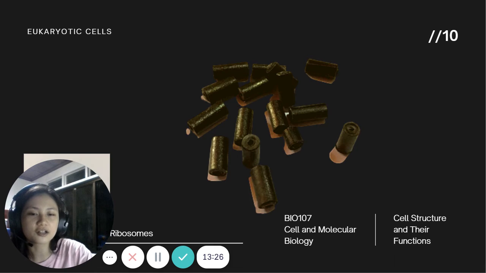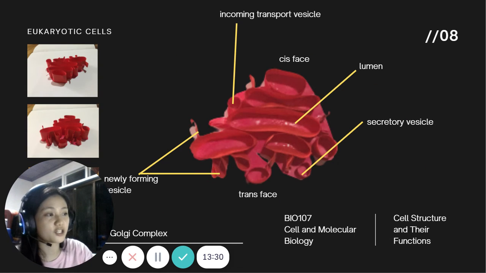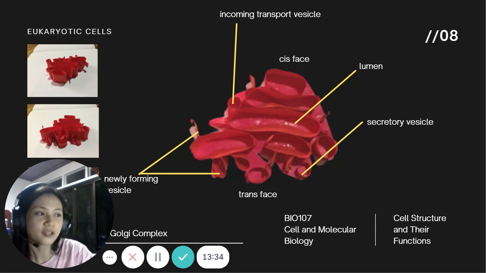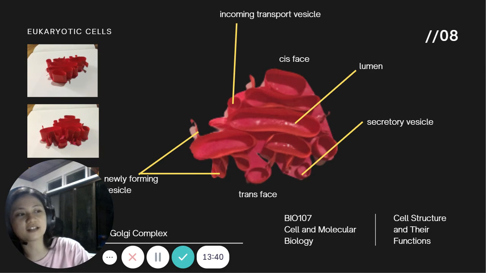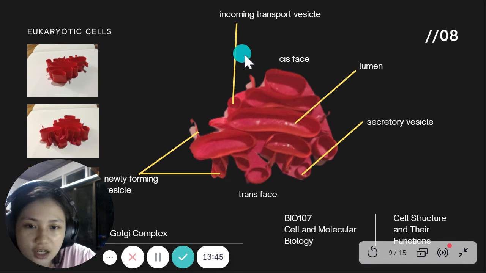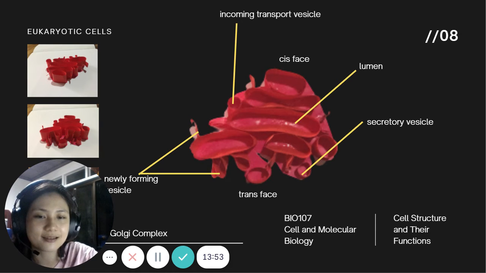So the primary function of the Golgi apparatus is to transport, modify, and pack proteins and lipids into the Golgi vesicles to deliver them to the target sites. Animal cells contain one or more Golgi apparatus, while plants have a few hundred. As you can see here, this is the incoming transport vesicle, and this is the secretory vesicle.